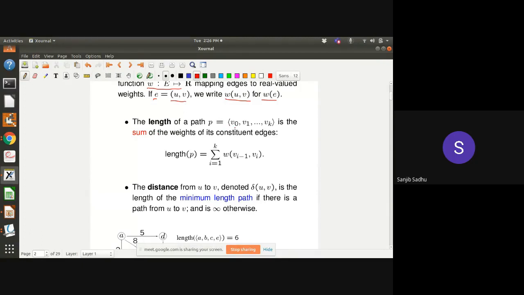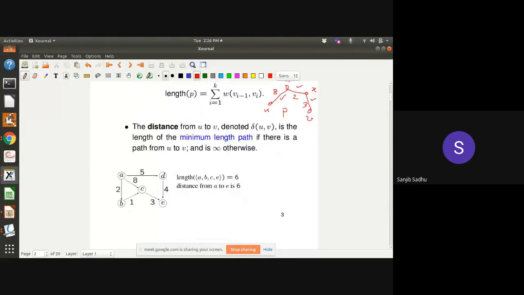Now the length of a path that starts from v0 to vk is the sum of the weights of its constituent edges. So that means you go like this: weight of this edge, weight of this edge, weight of this edge. You add all of these to find the path length from u to v. In between, say there is w, and there is another x. So you add all the weights on this path, 8, 2, 3 like this, and you will get the length of the path.